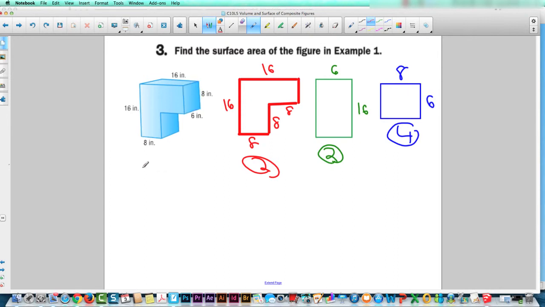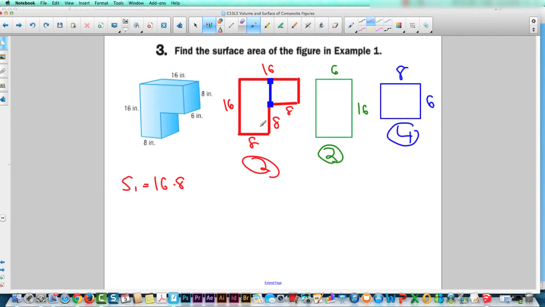Alright, let's find the surface area. I'm going to call it S1 instead of SA. I don't want too many letters. So I'm going to find the surface area of this. I'm going to slice this up into 2 rectangles. Now I notice over here I have a 16 by 8 rectangle. So that's 16 times 8.